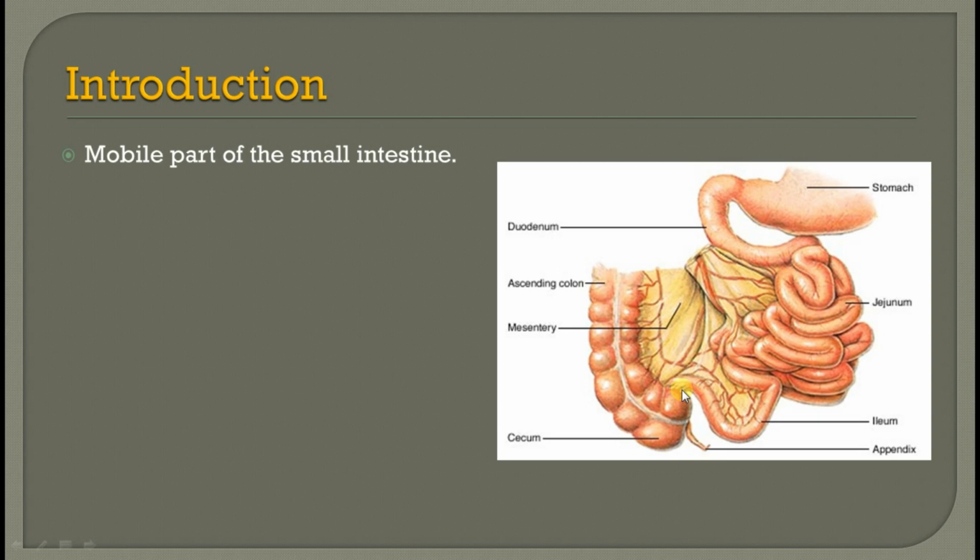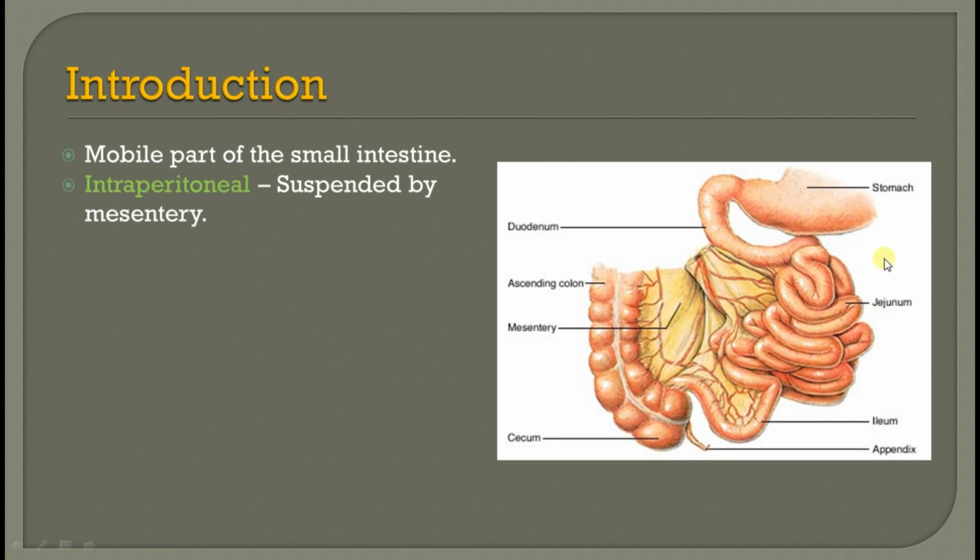The coils of intestine are the most mobile part because they are freely suspended from the body wall by a large fan-shaped fold of peritoneum, which is called the mesentery. Because it is suspended by the peritoneum, it is also an intraperitoneal organ.